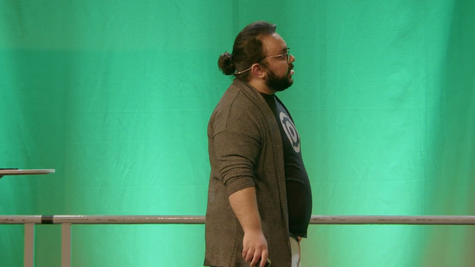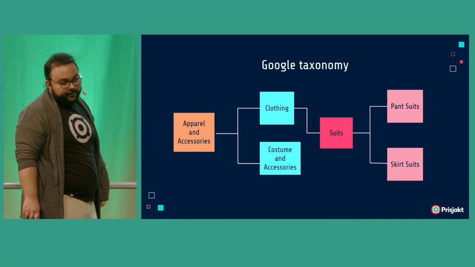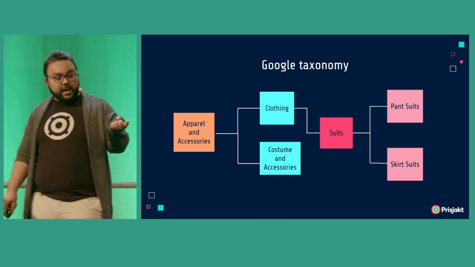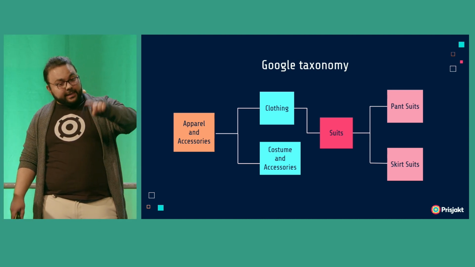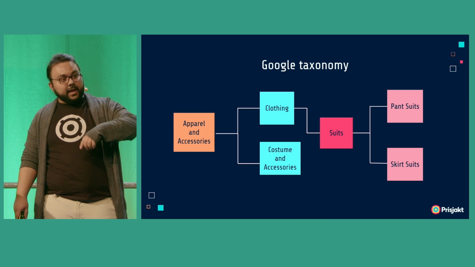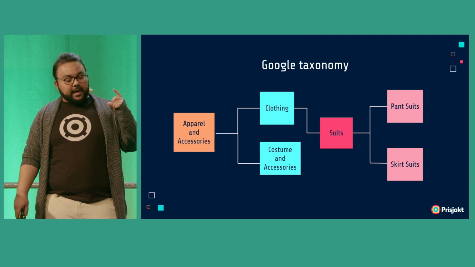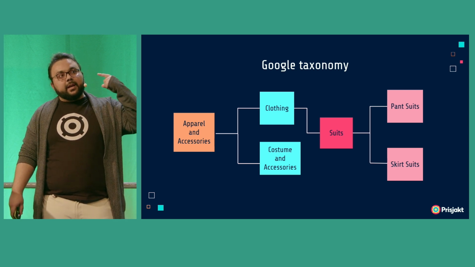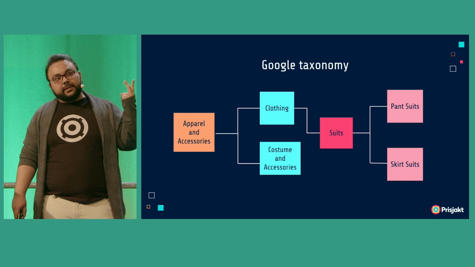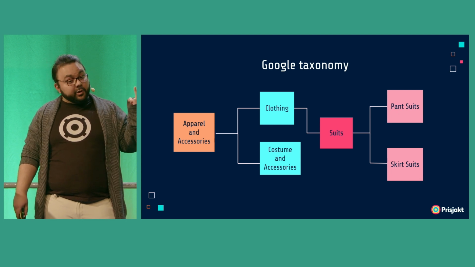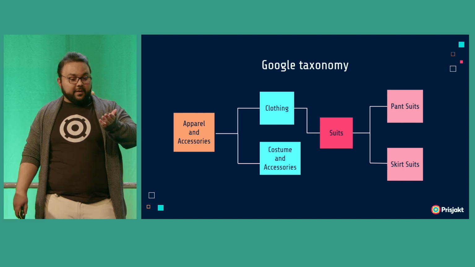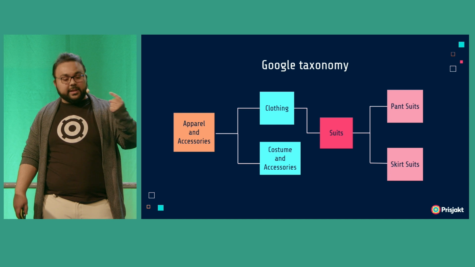So this is what a Google taxonomy looks like. This is just one example. Apparel and accessories has a child, which is clothing. Inside clothing, there are suits. And inside suits, there are pantsuits and skirt suits. So you see, it's an offer that's categorized into pantsuits. When you think about it, product matching becomes easier. The search becomes easier. Creating new products becomes easier, because if it was just classified as clothing, it would combine pantsuits and skirt suits or some other suits that are there.